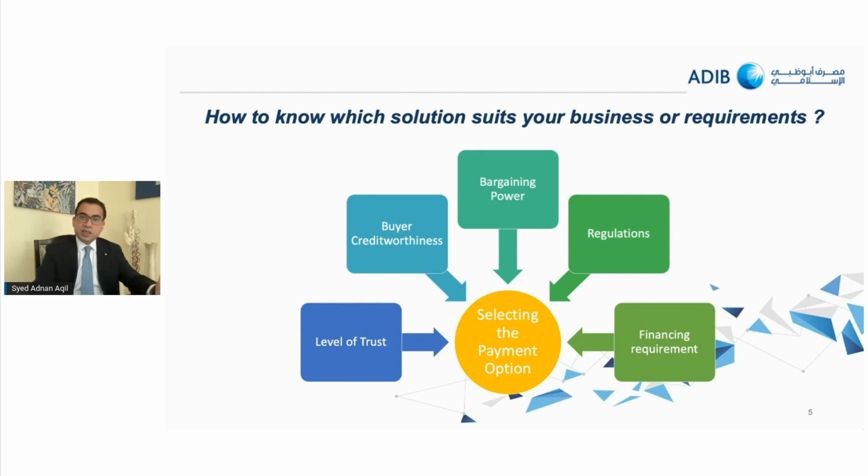Then come the financing requirements. It depends on the payment option, depends on the financing requirement, if it's a sight LC or a usance LC, if it's a cash payment or an open credit payment. So this differs vastly because of the payment options you have in your business.